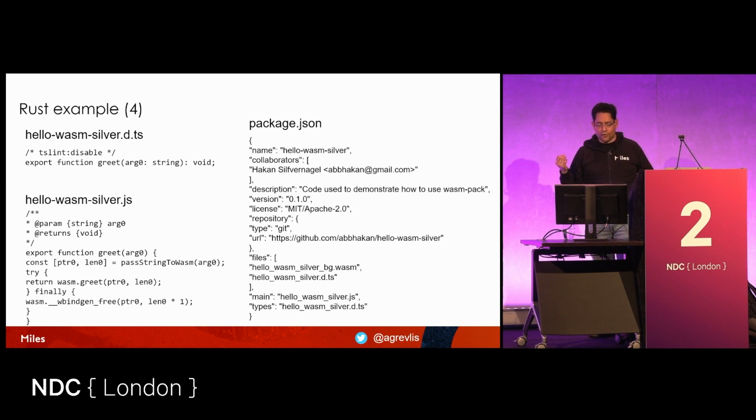And then we also get the hello-wasm-silver JS. So this is this glue code I was talking about. So what this is, you can see that it says export function greet with an input parameter. And after a while, it calls the function passStringToWasm, so that it tries to return wasm.greet with this input that it got. And then we also got the package.json, which is a regular JSON file here.